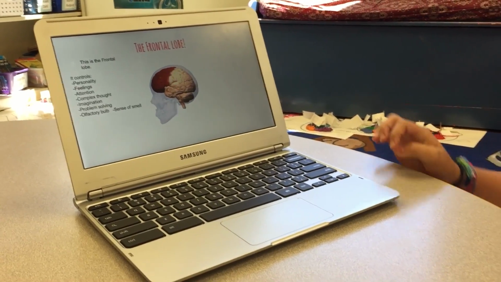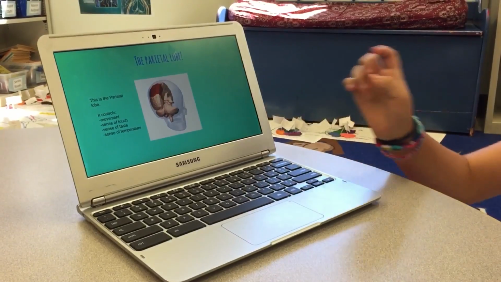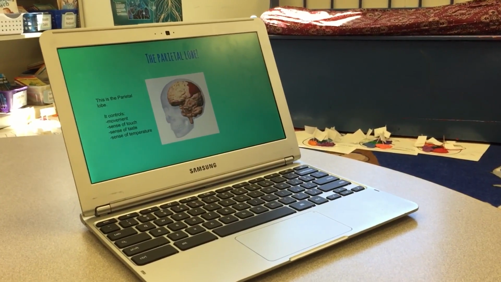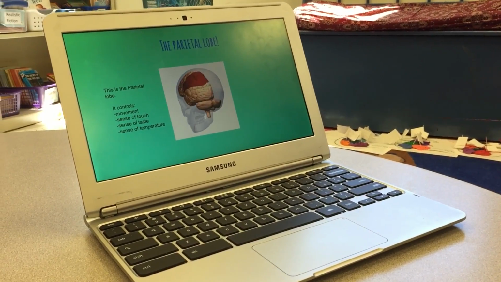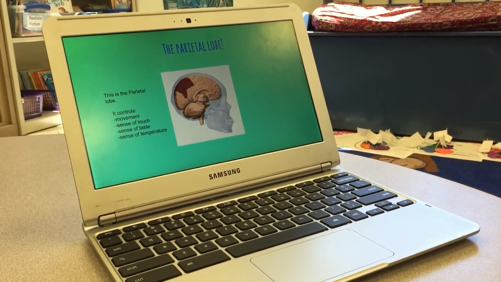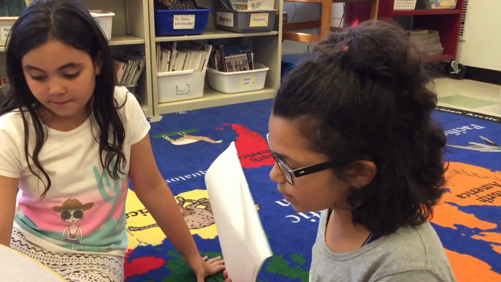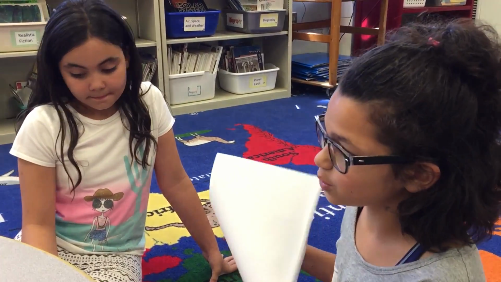Now let's move on. So this is the parietal lobe. It controls movement, sense of touch, sense of taste, and sense of temperature. Cool, like the temperature. Okay. So, if we humans didn't have this important lobe, we wouldn't be able to do a lot of the things we're doing now.